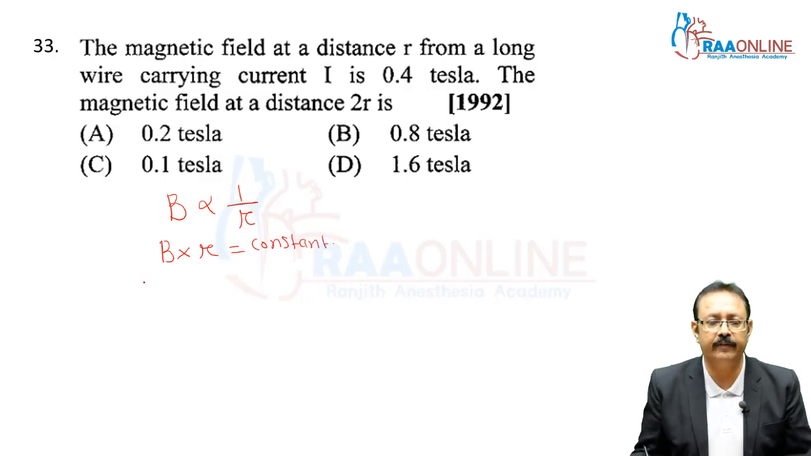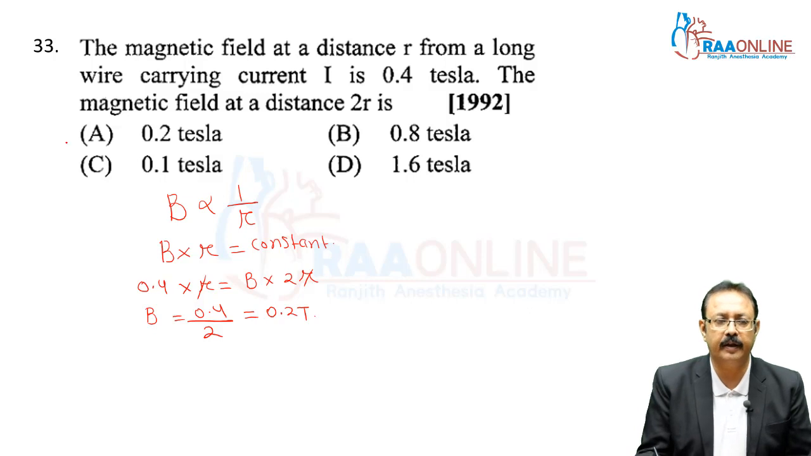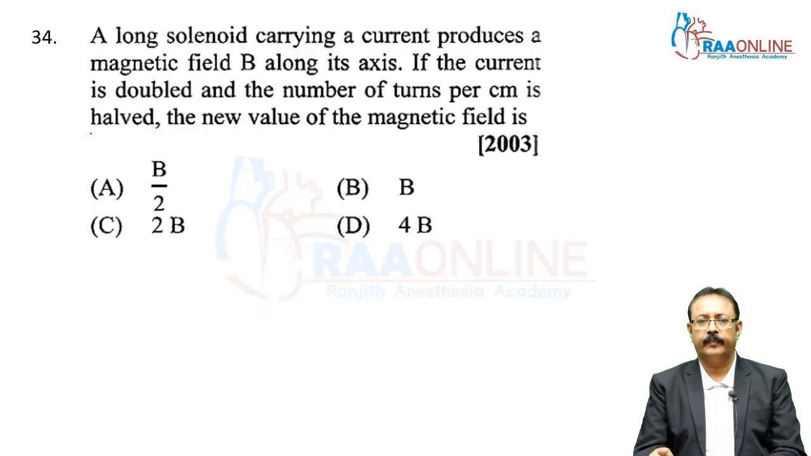If initially it was 0.4 Tesla, distance was r. Now distance is 2r. So it should be half of the previous value, means it should be now 0.2 Tesla. So we are going with A.